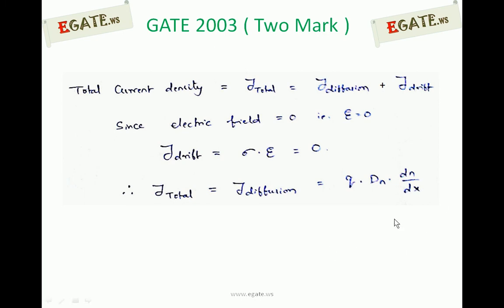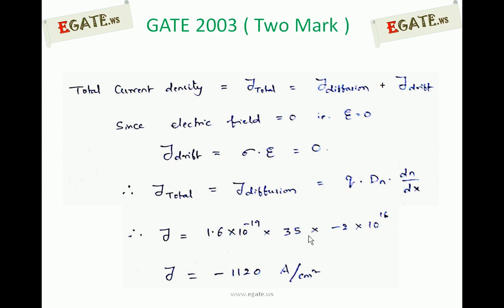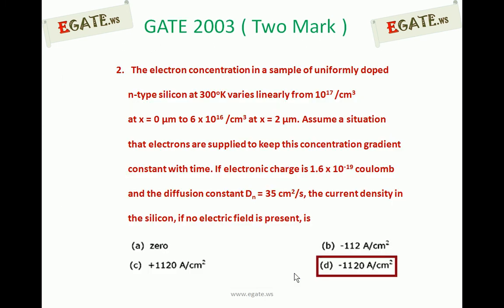The equation for diffusion current density is Q into Dn into dn by dx. The Q value is given, Dn is 35, and dn by dx we have just calculated as minus 2 into 10 power 16. The value of the current density J is minus 1120 ampere per centimeter square. So the correct answer for the given question is D, minus 1120 ampere per centimeter square.